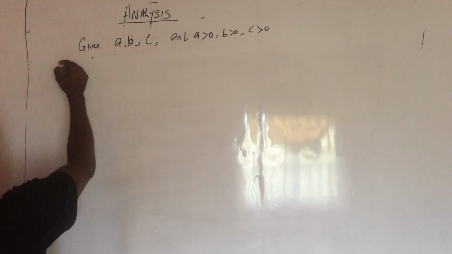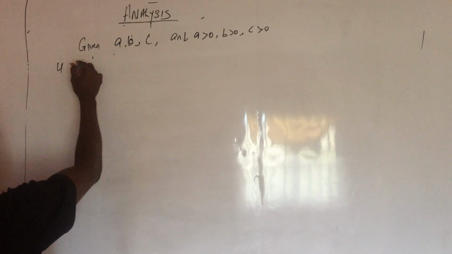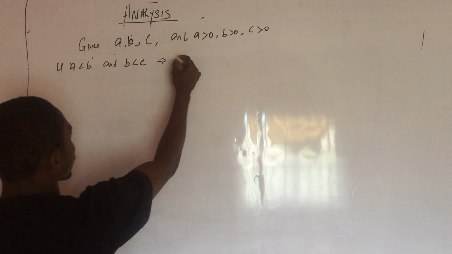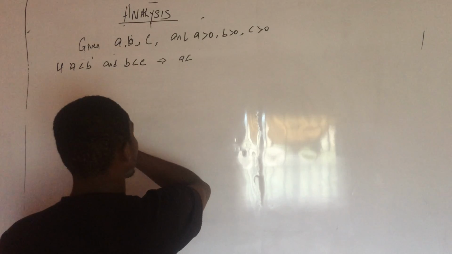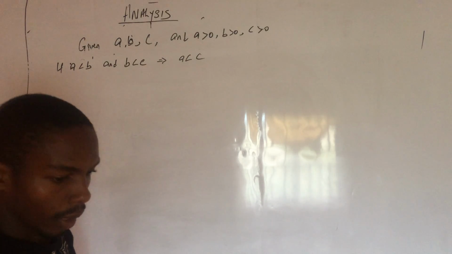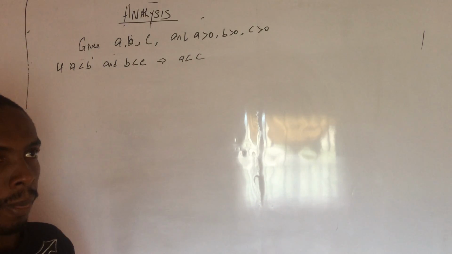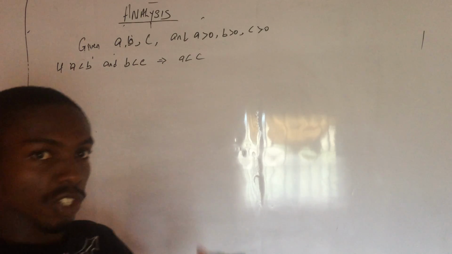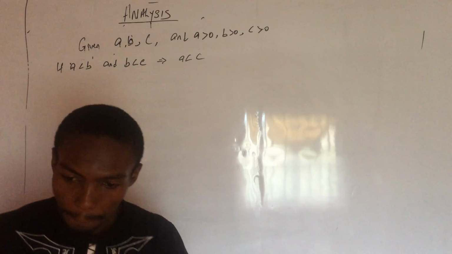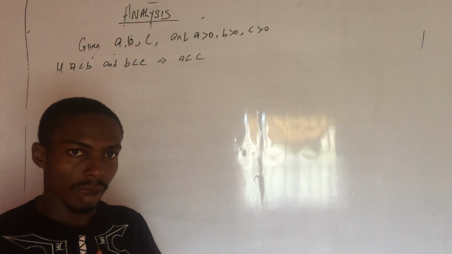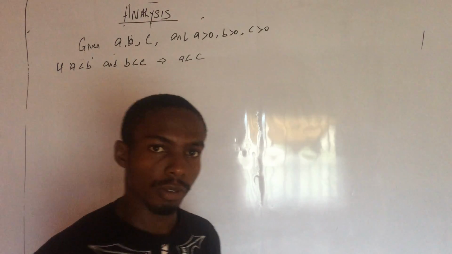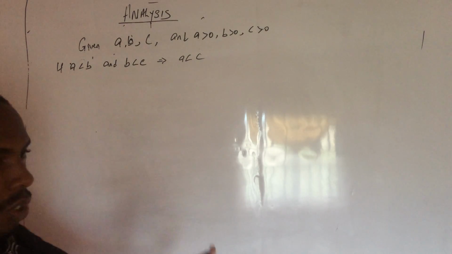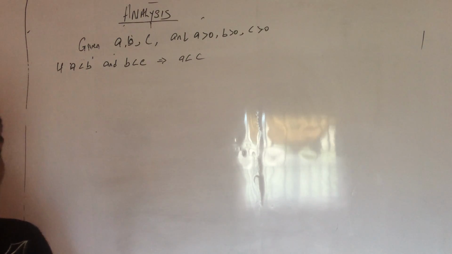If A is less than B and B is less than C, this implies that A is less than C. If I am younger than my elder brother and my elder brother is younger than his elder brother, meaning that I am younger than our eldest brother, true or false? It's true. No need to argue about it. But we want to prove it mathematically.